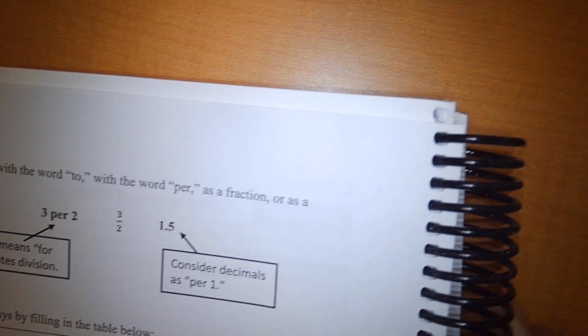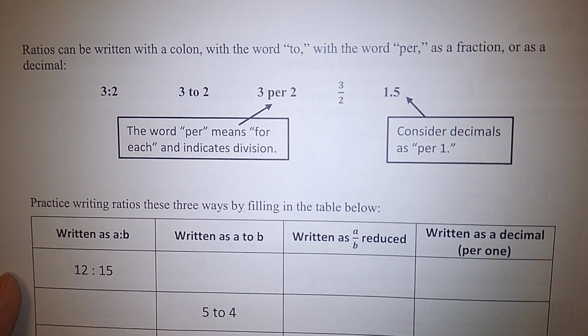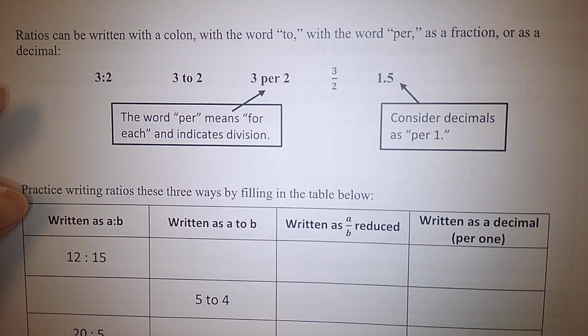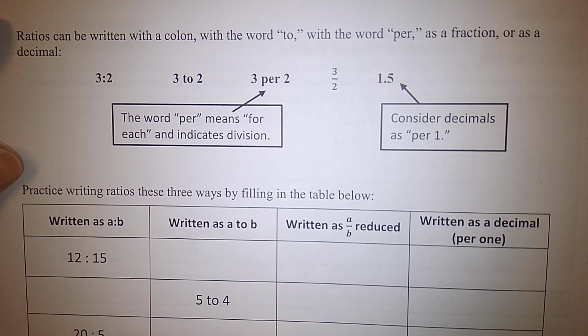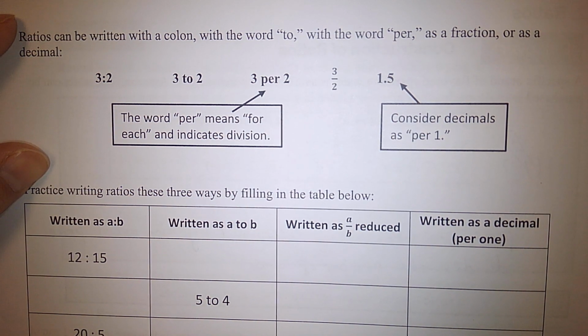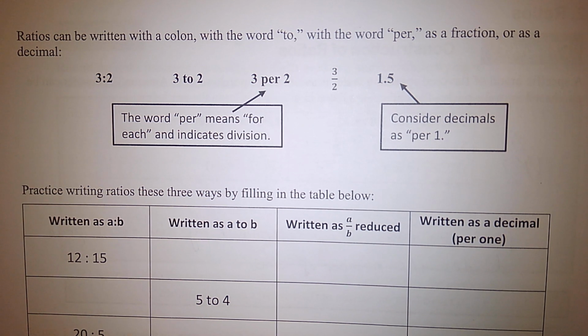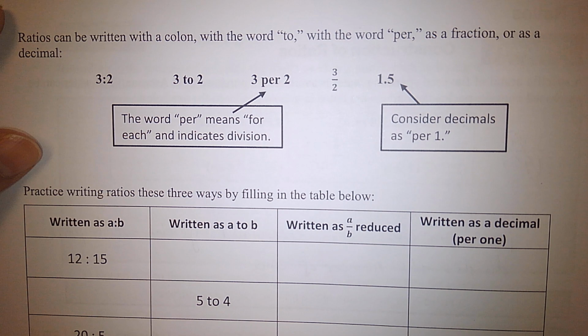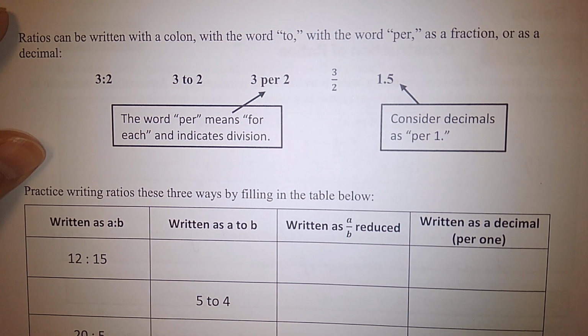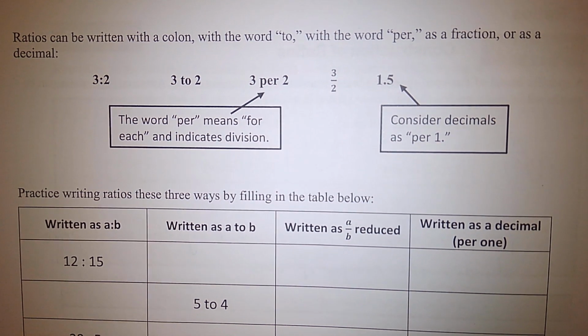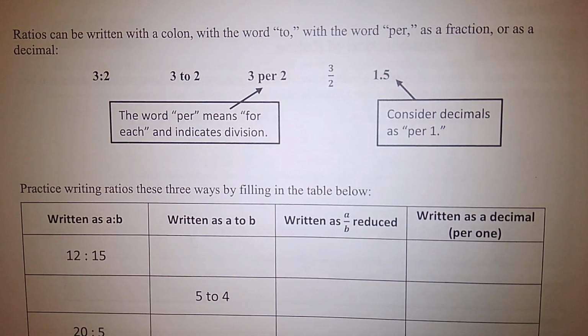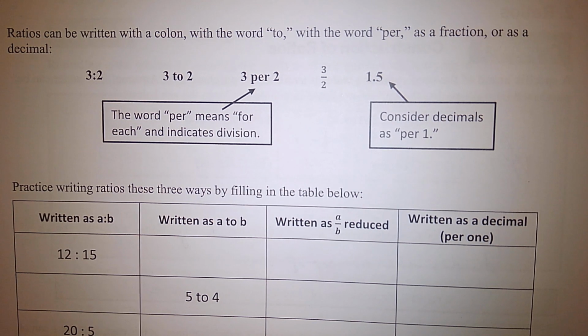12. I'm going to ask another volunteer to read the top part of the page for us. Any volunteer? No? Nobody? I'll do it. Ratios can be written with a colon, with the word to, with the word per, as a fraction, or as a decimal. Okay, thanks. I will read the rest.